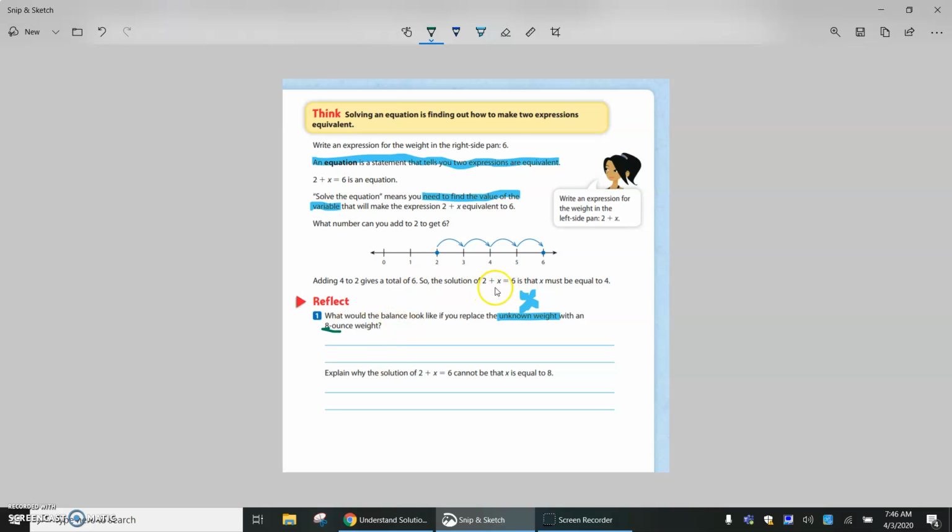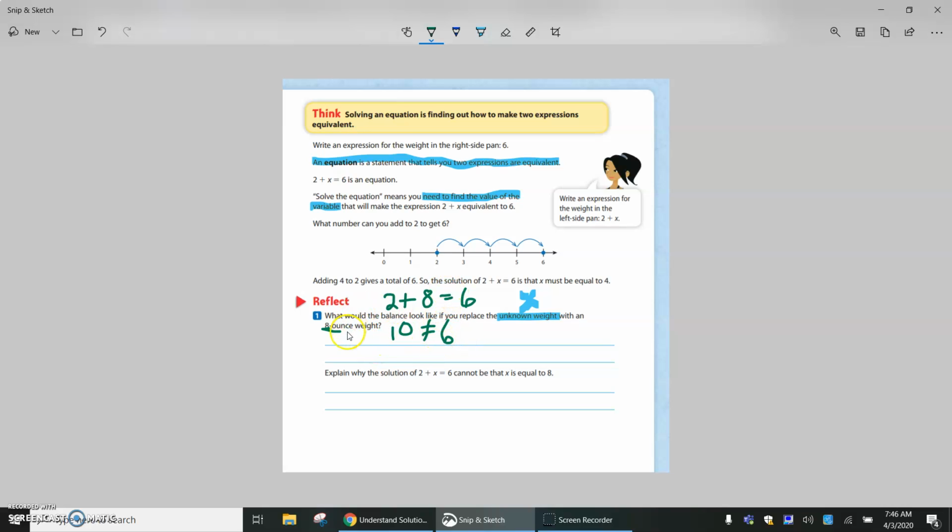So they want us to put in 8 for x here. So this is going to now be 2 plus 8 equals 6. Wait, what? Does that even work? What's happening here? This is now saying that 10 equals 6. So would the balance be equal? Does 10 equal 6? You have 10 bucks and I only have 6. You're going to give me your $10 for the $6? No. So these are not equal.